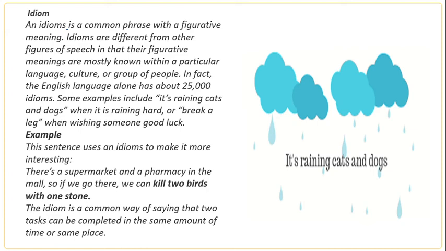There is a supermarket and pharmacy in the mall, so if you go there, we can kill two birds with one stone. The idiom is a common way of saying that two tasks can be completed in the same amount of time or same place. So, in our day to day life, we use a lot of idioms in our speech, in our communication.